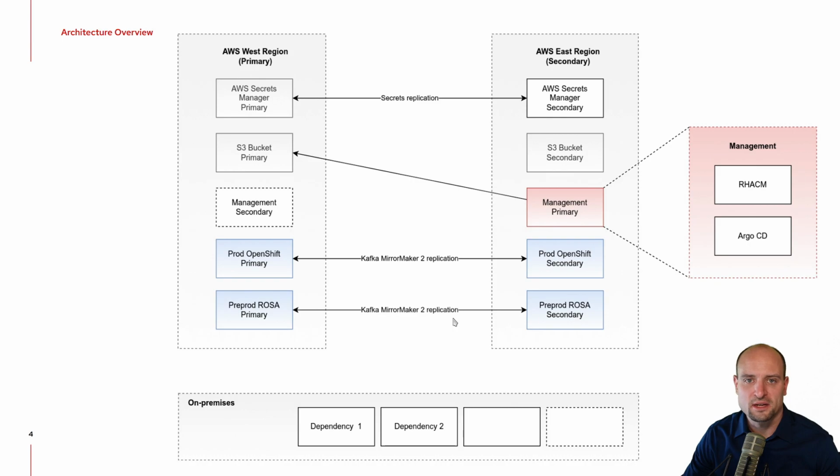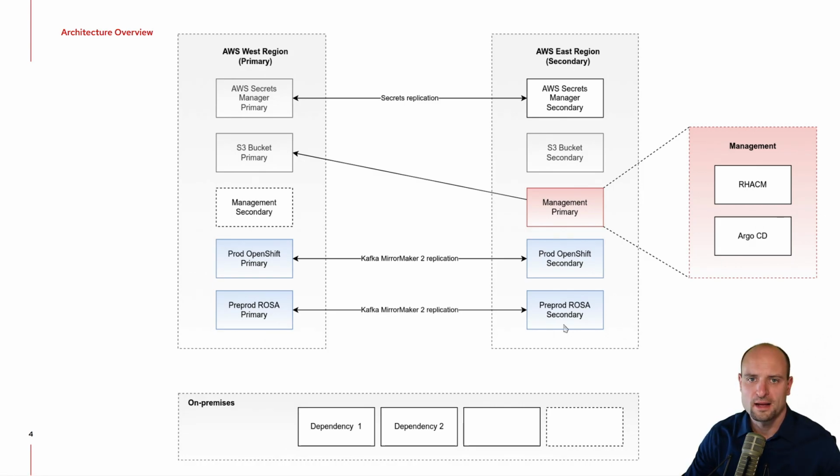This is an asynchronous replication, so we cannot really guarantee that there will be no data loss during the failover. However, based on our requirements, some data loss during failover was acceptable, and so we were able to use the asynchronous Kafka Mirror Maker 2 replication. I'm going to talk about the data replication in more detail in the second part of this video series as well.